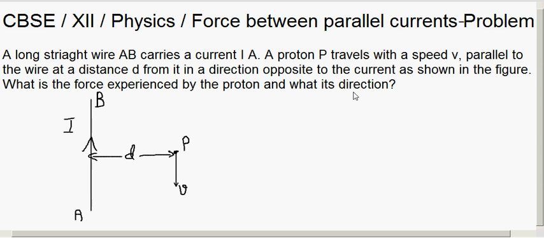Now we know when a charged particle, a proton or electron, moves in a region of magnetic field, the magnetic field exerts a force on it. The proton experiences a force due to the magnetic field. Here, we have a straight conductor AB which carries current I ampere, and this current produces a magnetic field around the conductor. The proton is moving in the field produced by the current in the conductor. So first we need to calculate the field produced by the current in the conductor AB, then we can find the force.